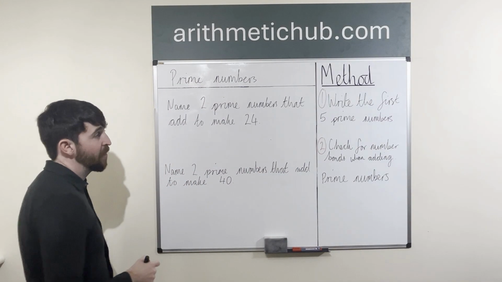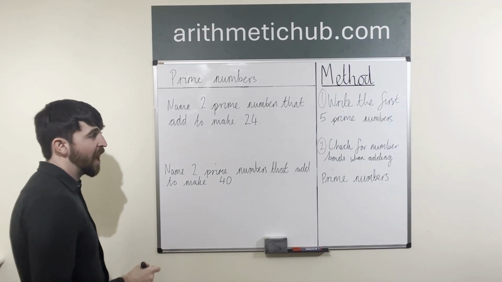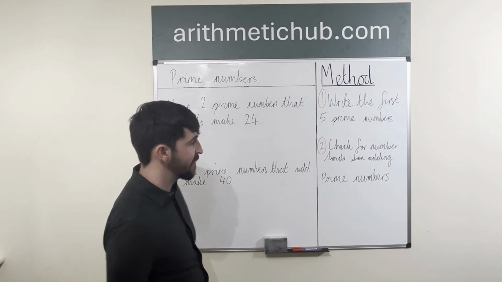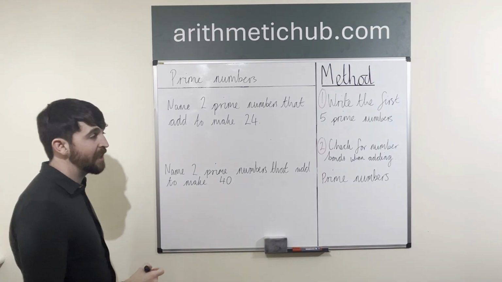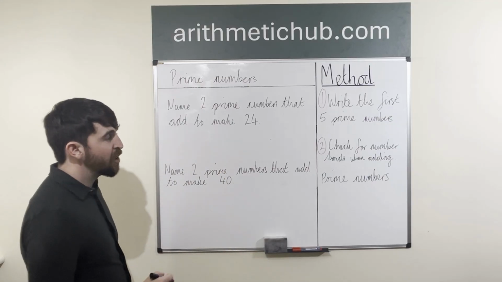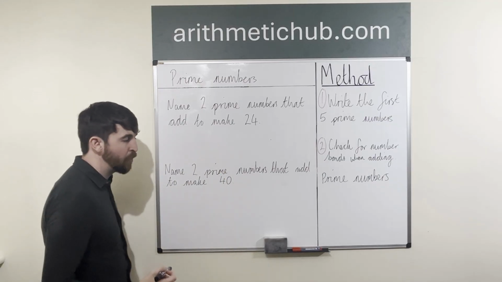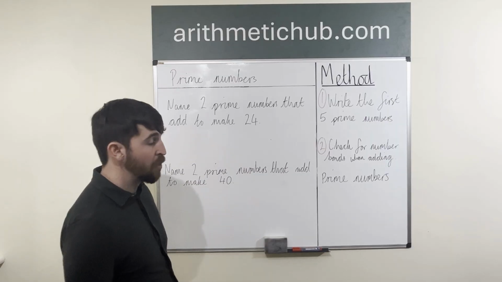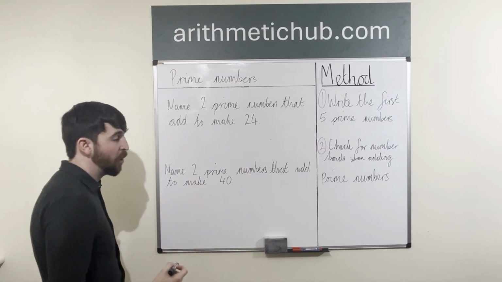So, if we look at the method, the first thing says, write the first 5 prime numbers. And the second thing says, check for number bonds when adding, same as we did when we were looking at square numbers, okay? So, write the first 5 prime numbers. What do I mean by a prime number? A prime number is a number whose only factors are 1 and itself.